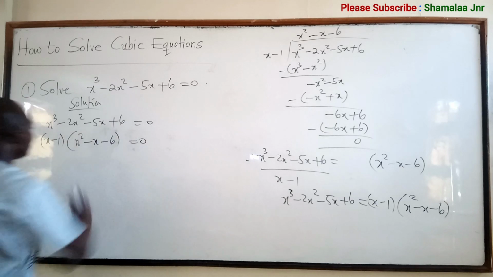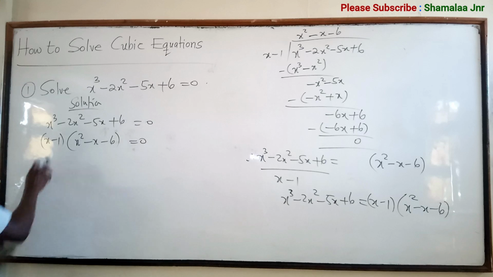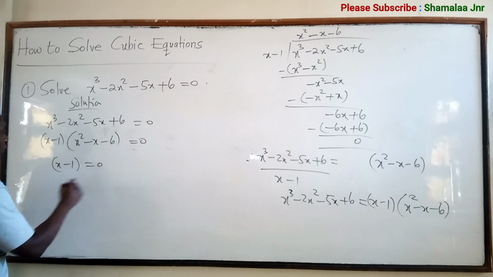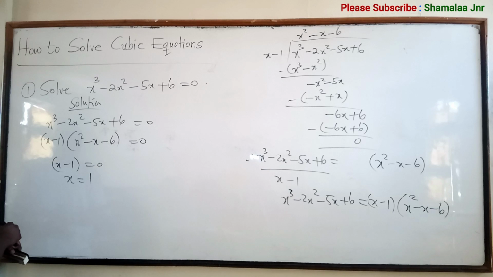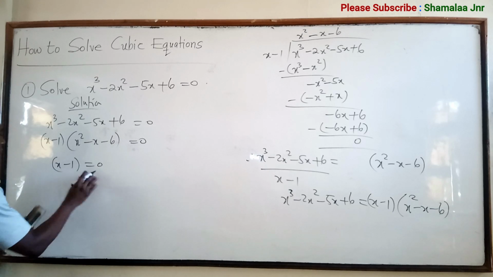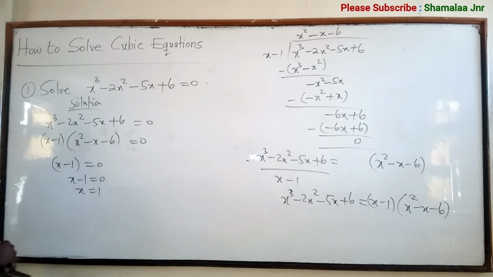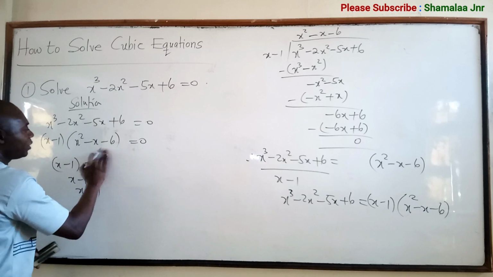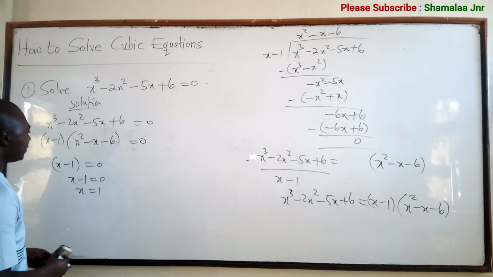This one is the same as this. You have been able to work on this one to get this. Isn't it? So what this means is that x minus 1 is equal to 0. X is equal to 1. Isn't it? So let me do it this way. So this means that x minus 1 is equal to 0, x is equal to 1. Now, this one has given us one answer. So let's go and work on this one. And that one will give us two answers.